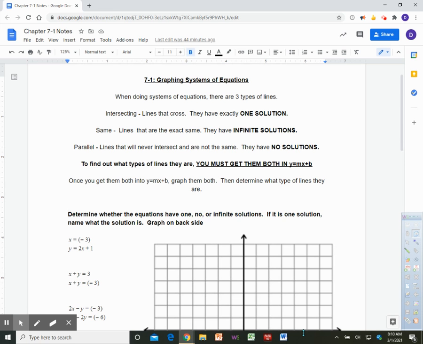And then 7-5 is very similar to 6-6, so that'll be different. But we're going to go over this. This week we're just doing 7-1, 7-2. Okay? So today you're going to have 3 types of lines.